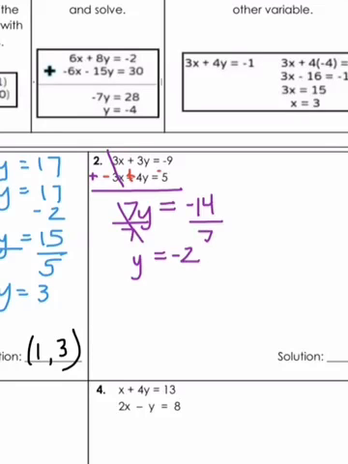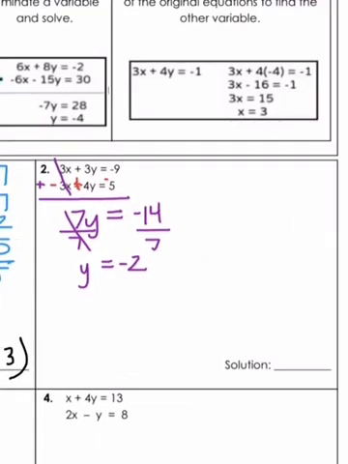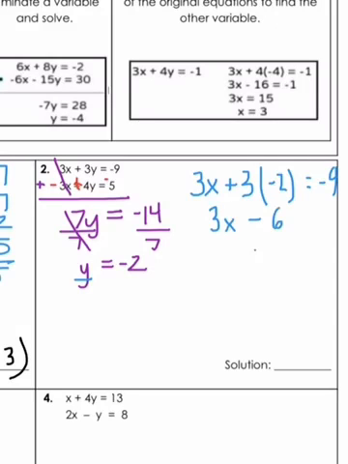y is negative 2. So this time we know the y value, and now we're going to plug back in to get the x value. We can choose either equation. I'll just choose the top one again. So 3x plus 3, and this time we do know the y value, so we can put it in as negative 2, equals negative 9. So 3x, 3 times negative 2 is negative 6, equals negative 9.